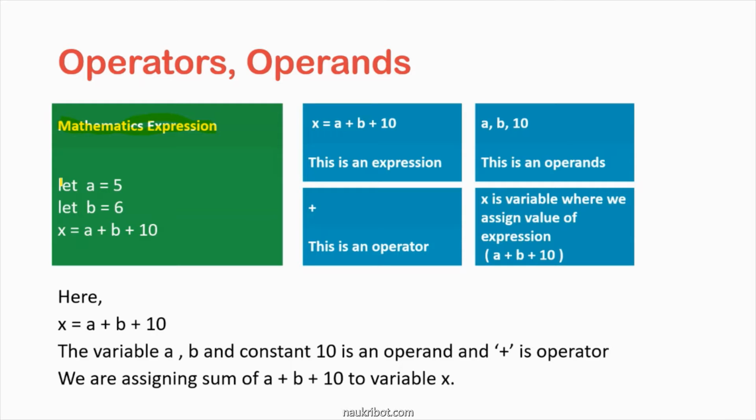In the mathematical expression, the first line is let a is equal to 5, let b is equal to 6, and the third line is x is equal to a plus b plus 10. This is the way we write a mathematical expression in mathematics. This is not the way to write it in Python.